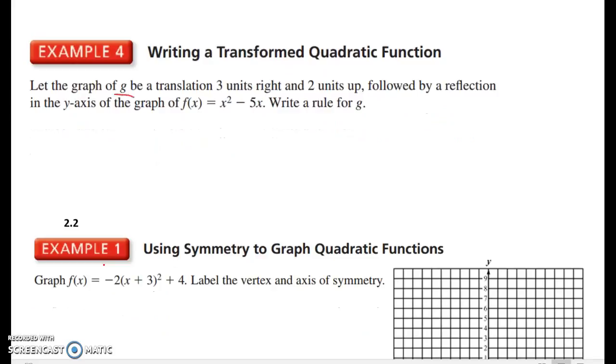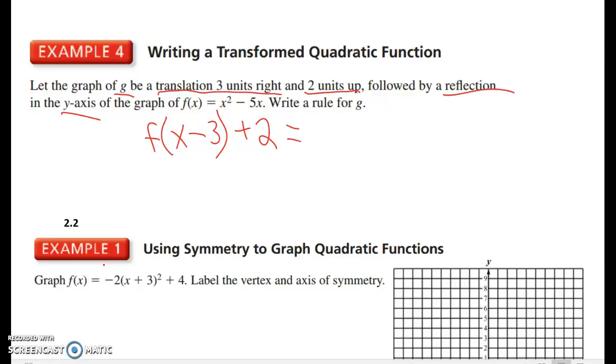We let g be a graph that is a translation 3 units right and 2 units up, followed by a reflection in the y-axis. So first, I'm going to do the 3 units right and 2 units up translation. So that will be f of x, right is minus 3, and then up 2 would be plus 2 on the outside. So let's write this out.